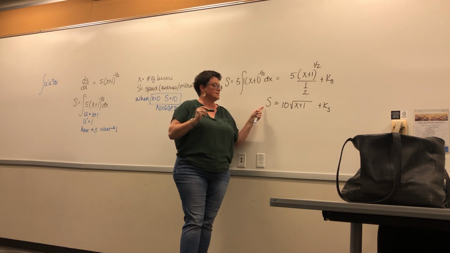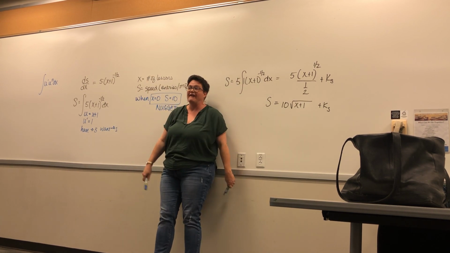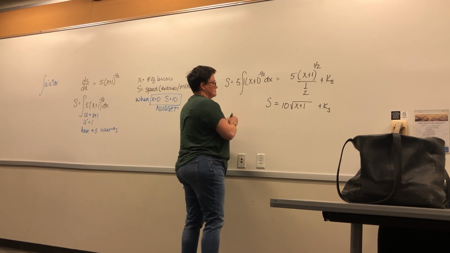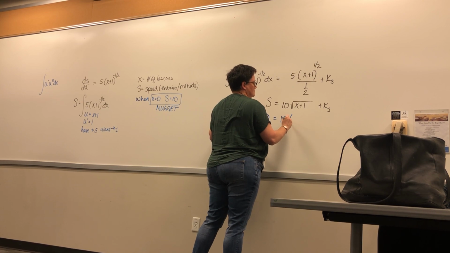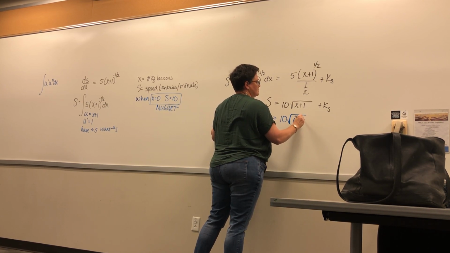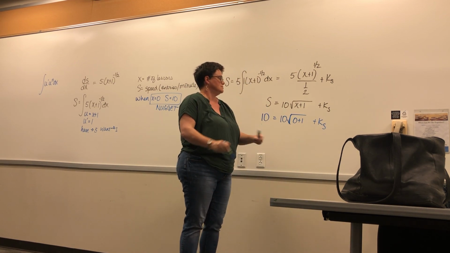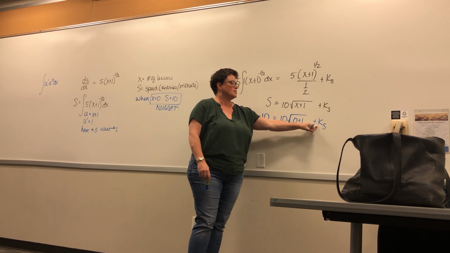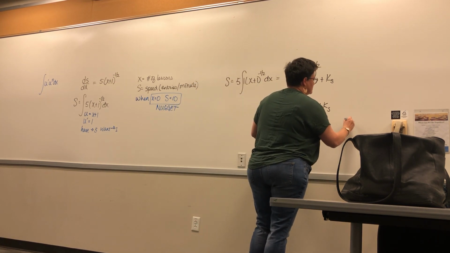We need both sides of this equation, guys. Why? I'm about to give everything values. So I'm gonna plug in what for s and what for x. What's 0 plus 1? What's the square root of 1? What's 10 times 1? 10. So 10 plus what equals 10? 0. K sub s equals 0 here.